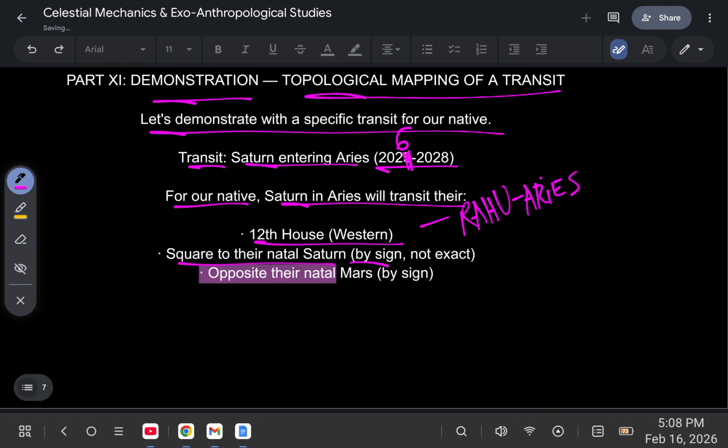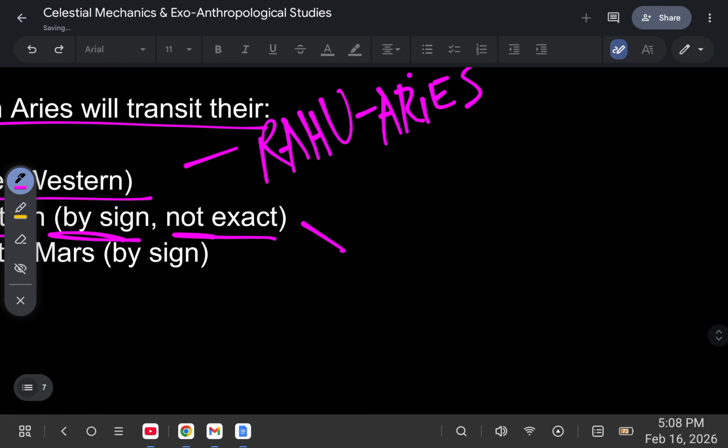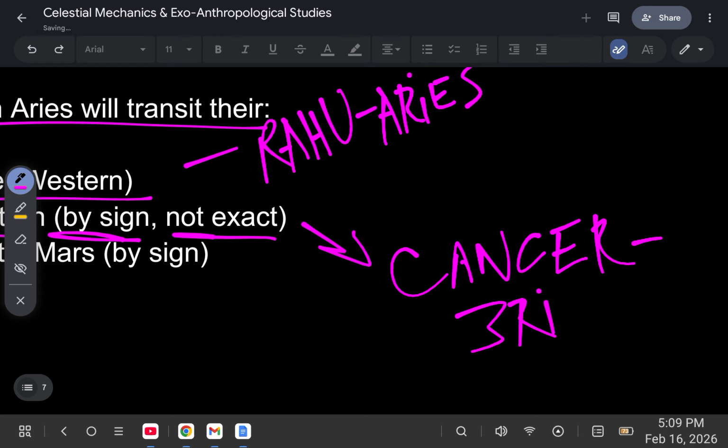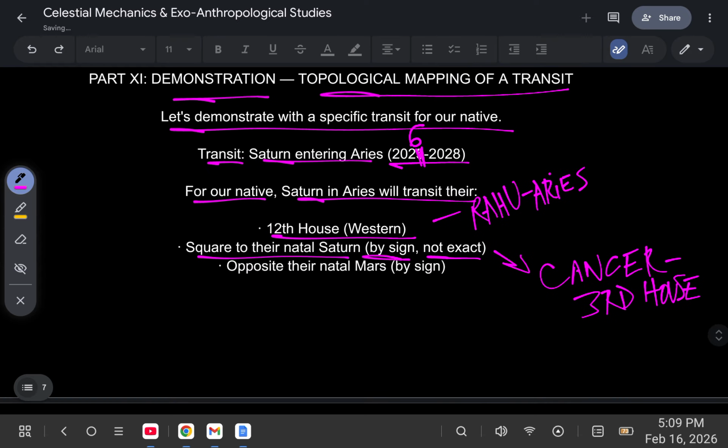Square to their natal Saturn by sign, not exact, which would be in Cancer. Again, in the 3rd house. And then we have opposite their natal Mars by sign, which is Capricorn. In the 9th house. Alright.